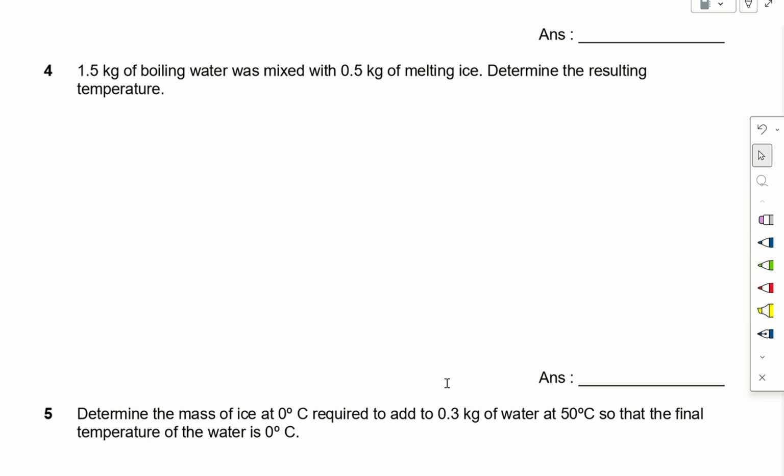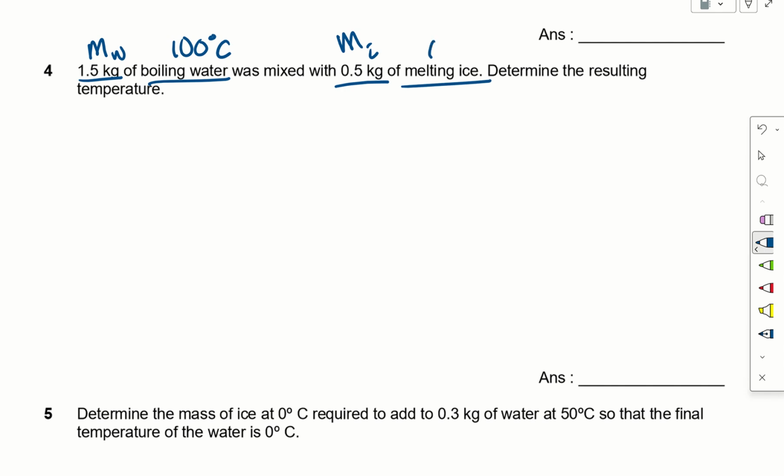Okay, for this video, I'll be going through thermal properties of metal, tutorial question number 4. 1.5 kg of boiling water, that means this is my mass of boiling water, and it's at 100 degrees, was mixed with 0.5 kg, this is my mass of ice, of melting ice.